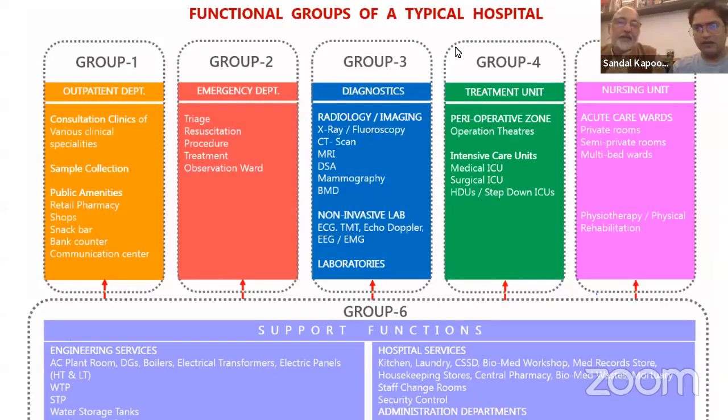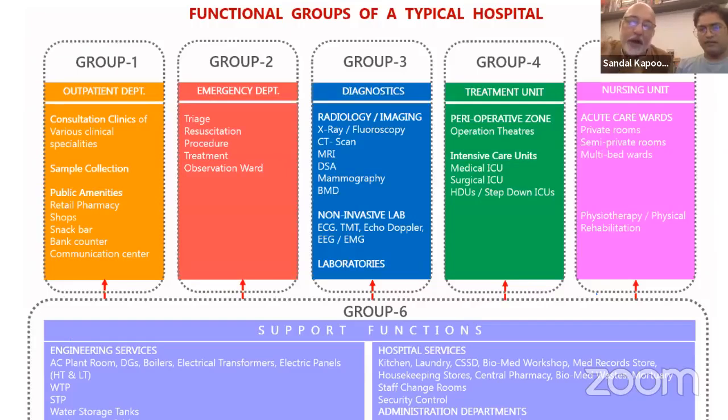And then we have support services, which is the engineering services: the air conditioning plant room, the DG sets, boilers, electrical transformers, electrical panels, HT panel, LT panel, and we have the water treatment plant, sewage treatment plant, water storage tank, fire tank. So we have six types of water: soft water, potable water, recycled water, hard water, and so on, water for various uses. So we treat and we recycle and we use the water.